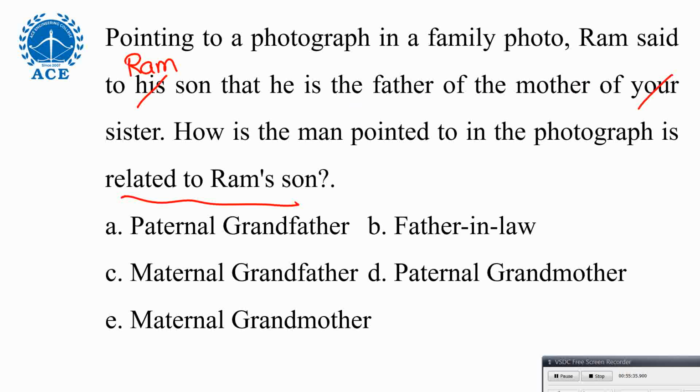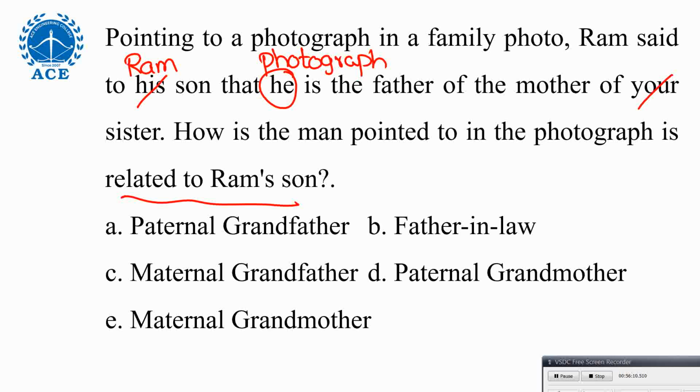Okay. Ram's son. Ram said to Ram's son, pointing to a photograph in a family photo. One moment. Pointing to a photograph in a family photo. Photograph also. Three people are there. Ram, Ram's son, photograph. Here your is not Ram. Well, wait, your. Okay, so he is. He means that photograph person. Here he means person in photograph.